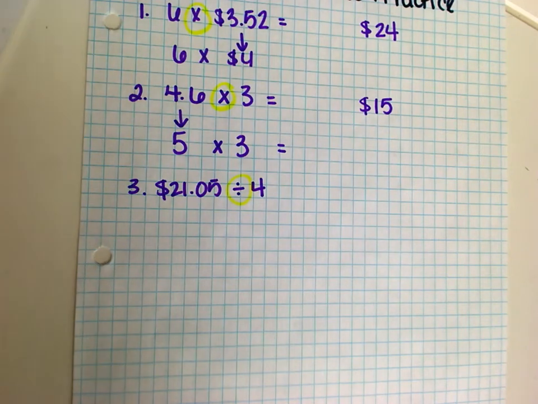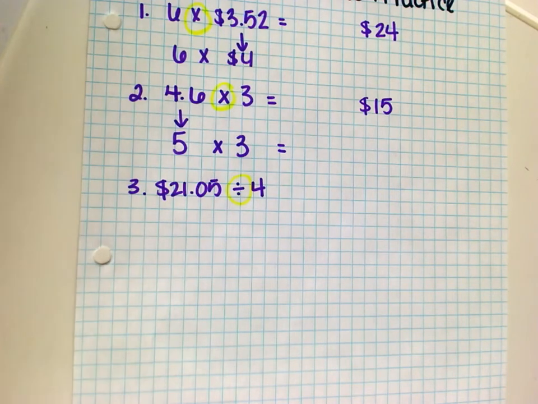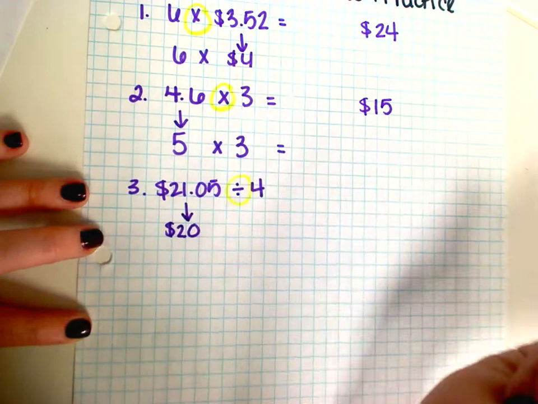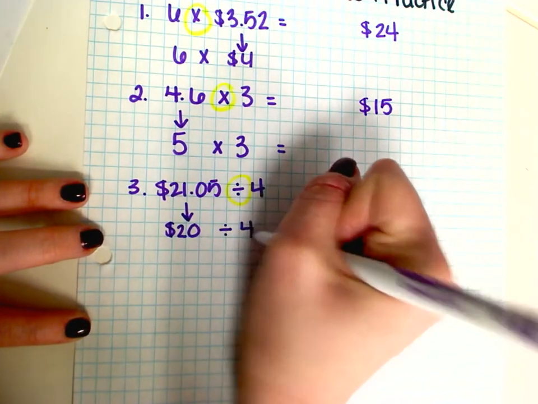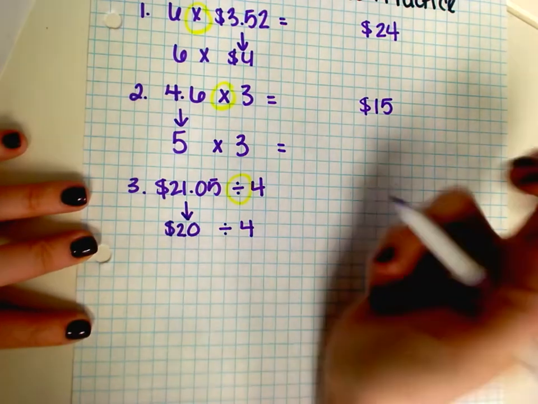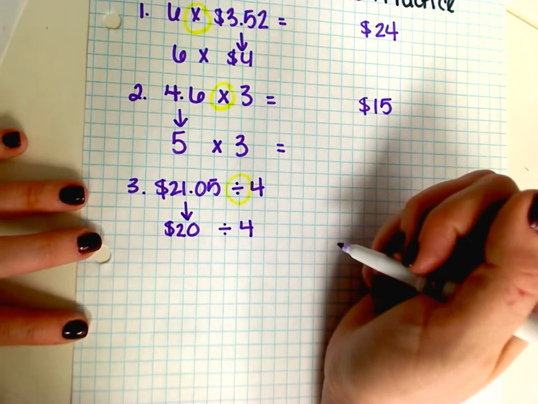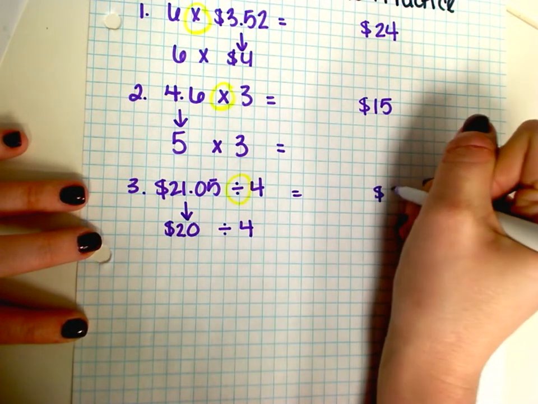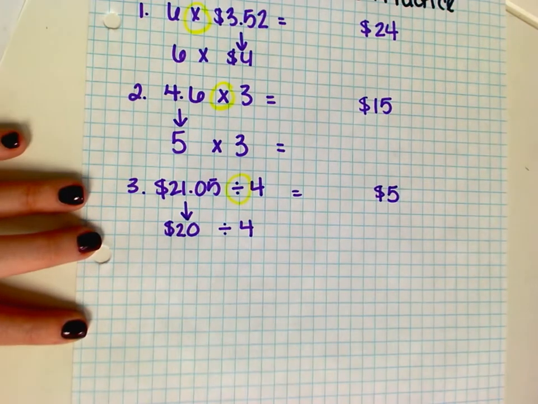divided by 4, let's think of a multiple of 4 that's closest to 21.05. What are you thinking, Ellen? 20. That's what I would pick too. So we make that $20. Because 20 is a multiple of 4, it is divisible by 4 easily. 20 divided by 4 is what, everyone? 5. Awesome. And we're talking about money. $5. So we are going to remember to include our dollar sign.